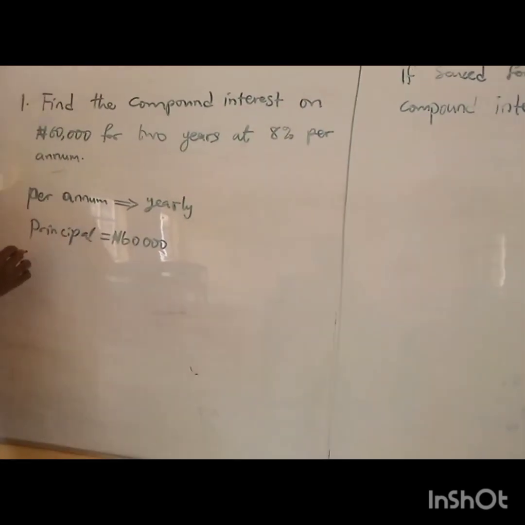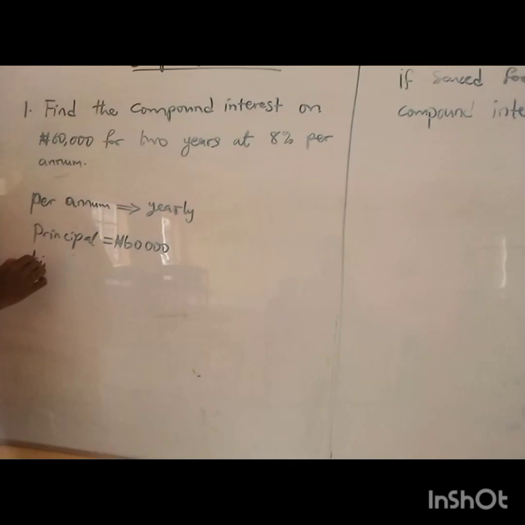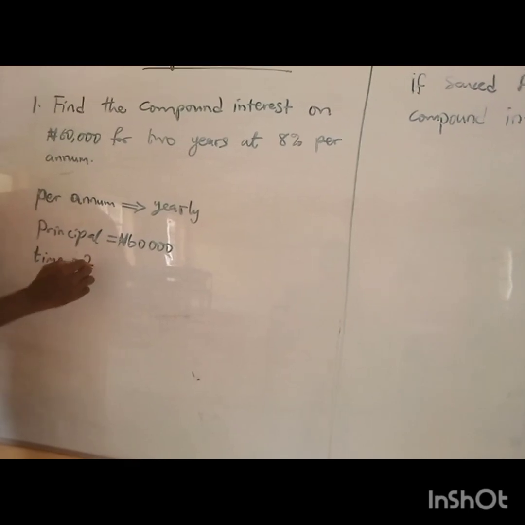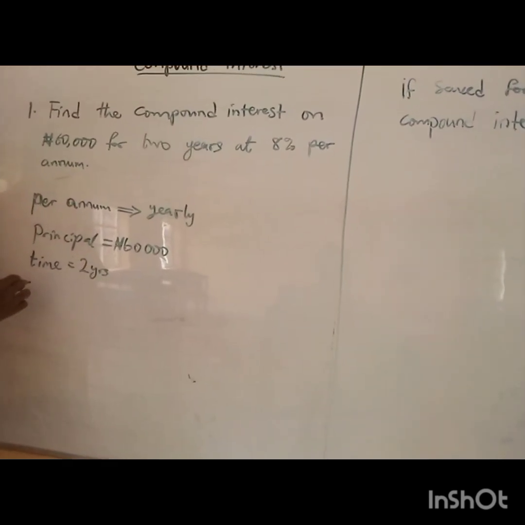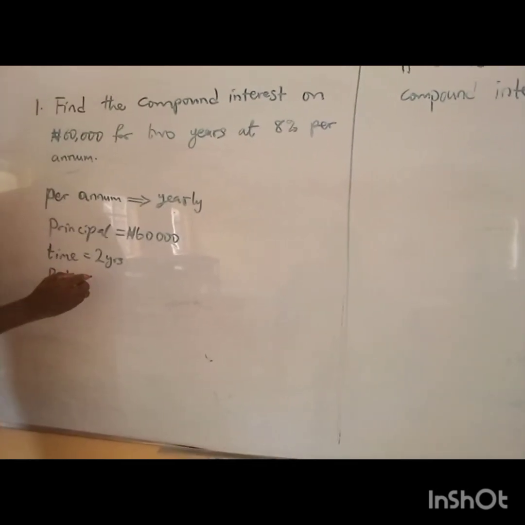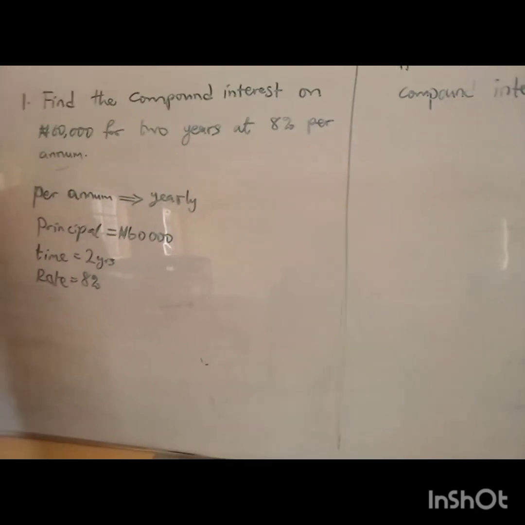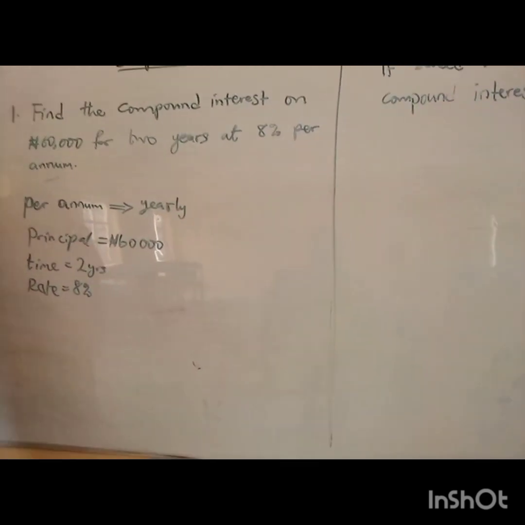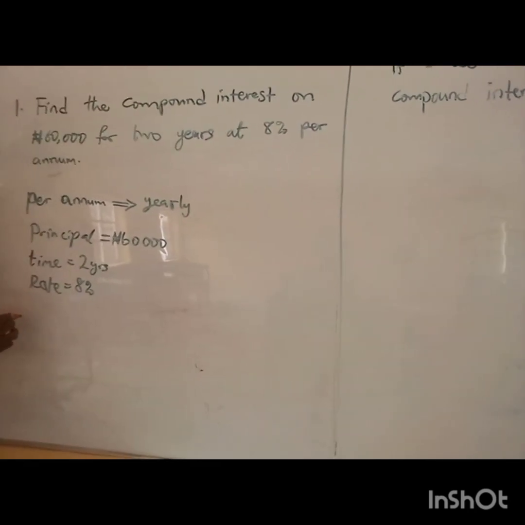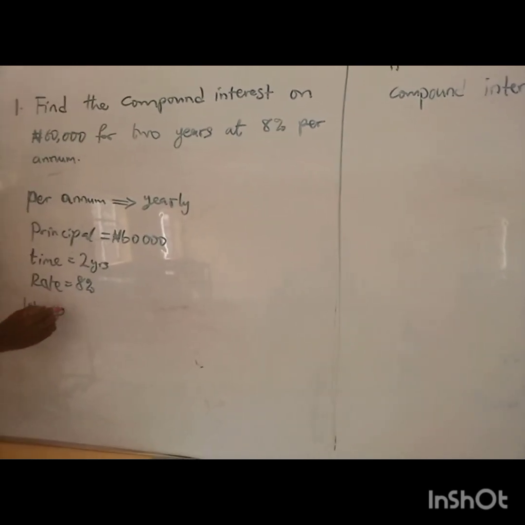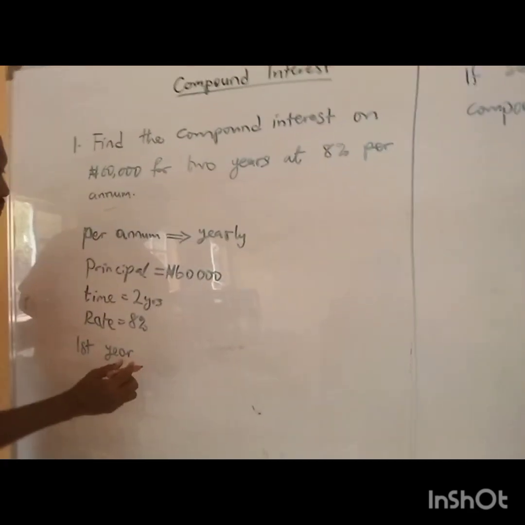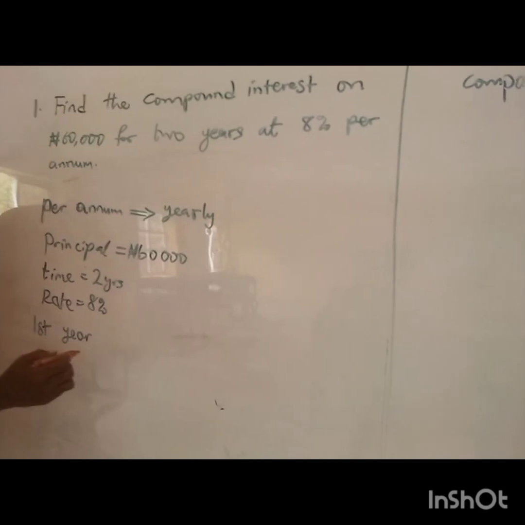And the time, the period, is 2 years, and then the rate percentage is 8%. Now we are asked to find the compound interest for 2 years. So let's calculate the first year first. So in the first year, what was the interest that was made?